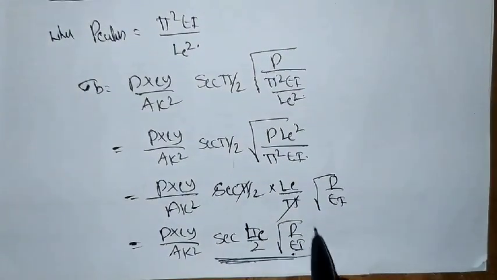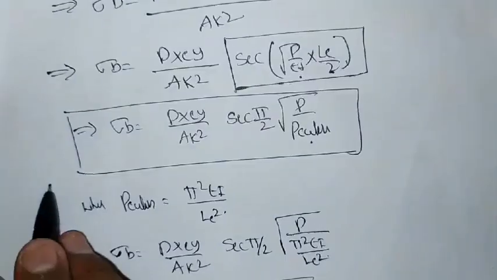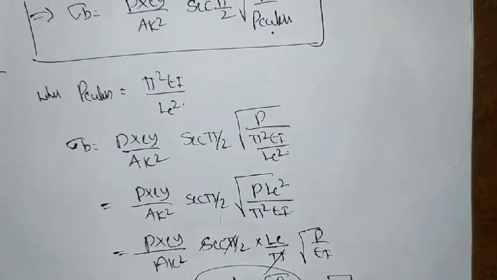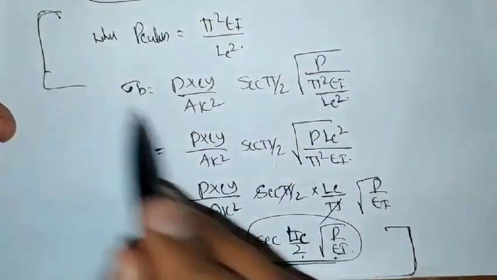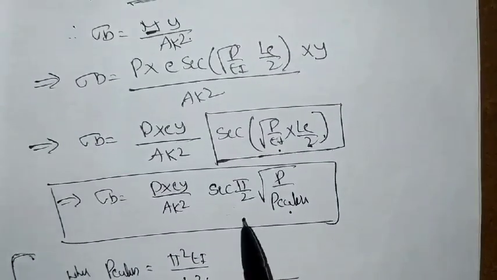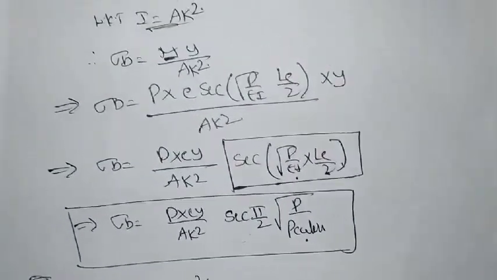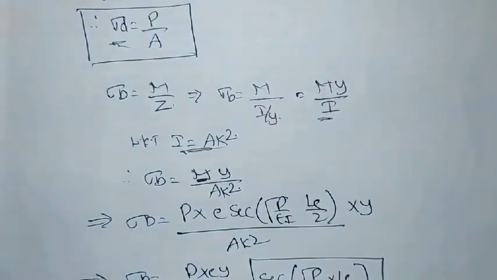So that's why this equation is replaced with secant pi by 2 into root of P by P Euler's, which we have separated. So this is for your reference. You need not write this in the examination. This is for reference, I am going to explain how it has come. So now by substituting like this, we will get the bending stresses we have found out, and the direct stresses sigma d we have found out.